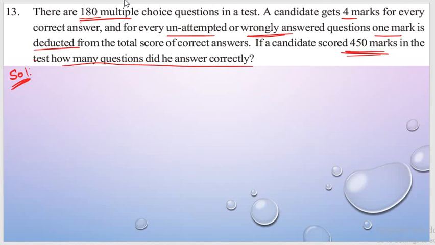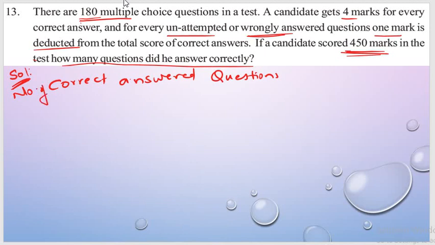Now since I don't know how many questions he answered correctly, I am going to consider that as x. So let the number of correctly answered questions be equal to some x. Automatically, the wrongly answered questions I can tell, no?